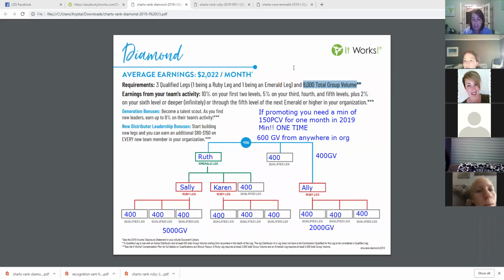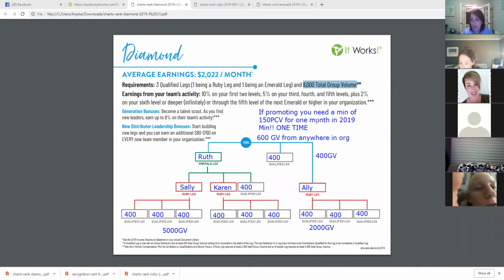Now that has changed. So if you are promoting, and this is only when there is a bonus attached, if you are promoting and you're going after a bonus, you need to have 150 PCV for at least 1 month minimum in 2019. So if you already did that in January, you're good to go for the rest of the year. You don't have to worry about that anymore.